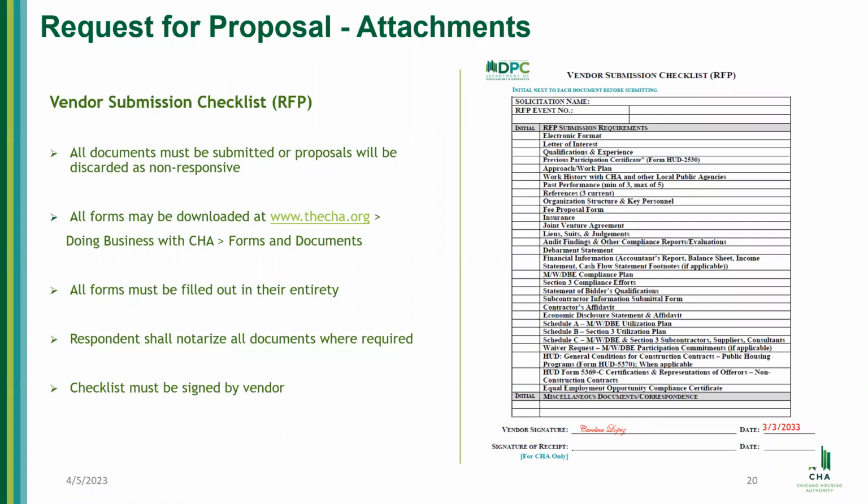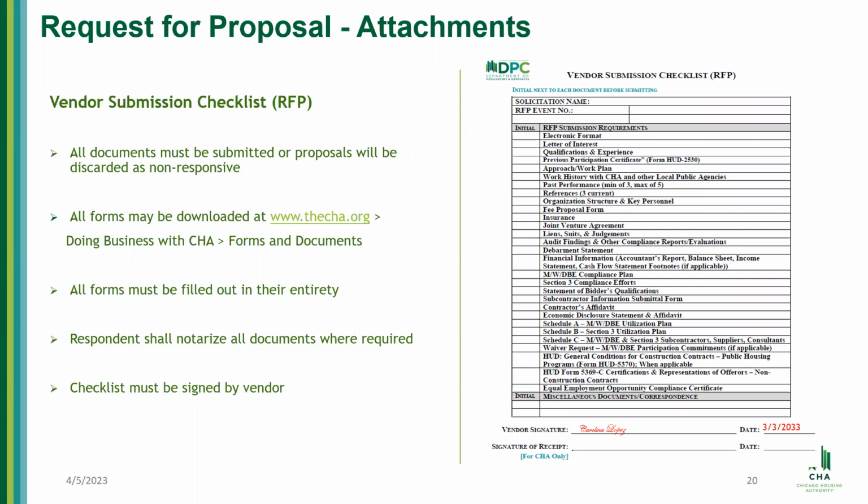But if for some reason you don't find those forms in the actual solicitation, you can download them from the CHA website, which is www.cha.org. You go to Doing Business with CHA, and then you will find an option saying Forms and Documents. All those forms are available to the public, and you can download them if you need extra copies, or if you want to save them on your computer and start filling them out.